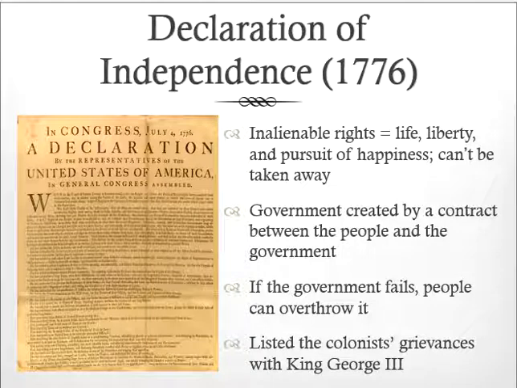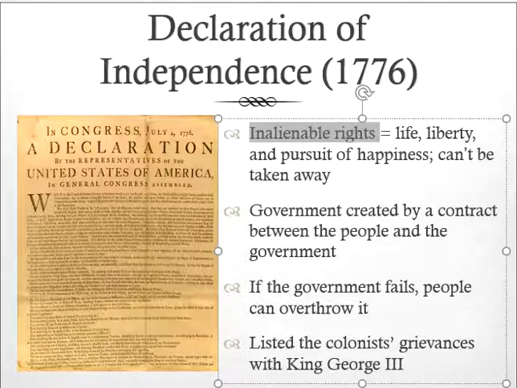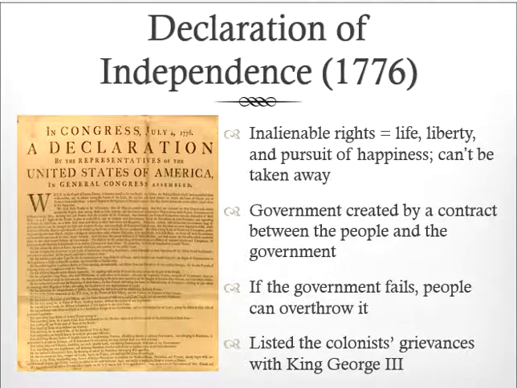All of this boiled up to the Declaration of Independence, which we have looked at. The Declaration of Independence talks about inalienable rights: life, liberty, and the pursuit of happiness cannot be taken away. The social contract and the right of the people to overthrow a government if it's not protecting their natural rights. And as we looked at, or as we're going to look at, the grievances, what the problems were that the colonists had with King George III.